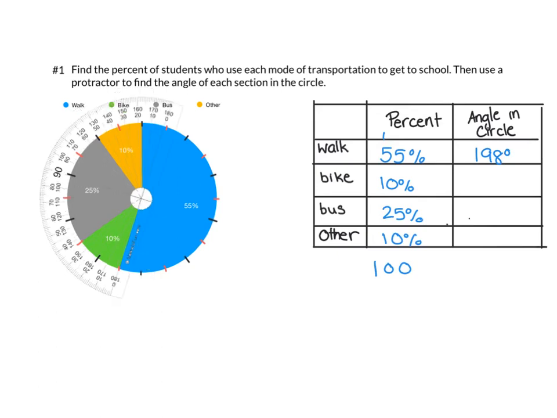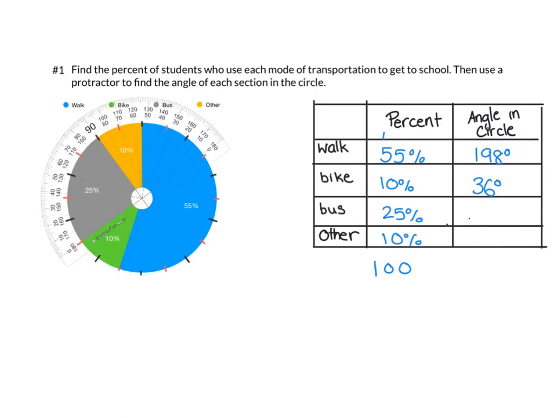If we look at our next section for biking, which is in green, I've moved the protractor to line it up, and I didn't let you watch that part because it takes me way too long. So if I look at where it ends, it matches up just past the halfway mark. So we go to 10, 20, 30, 35, probably one more to get to 36. And so then that's what I will write in my chart.